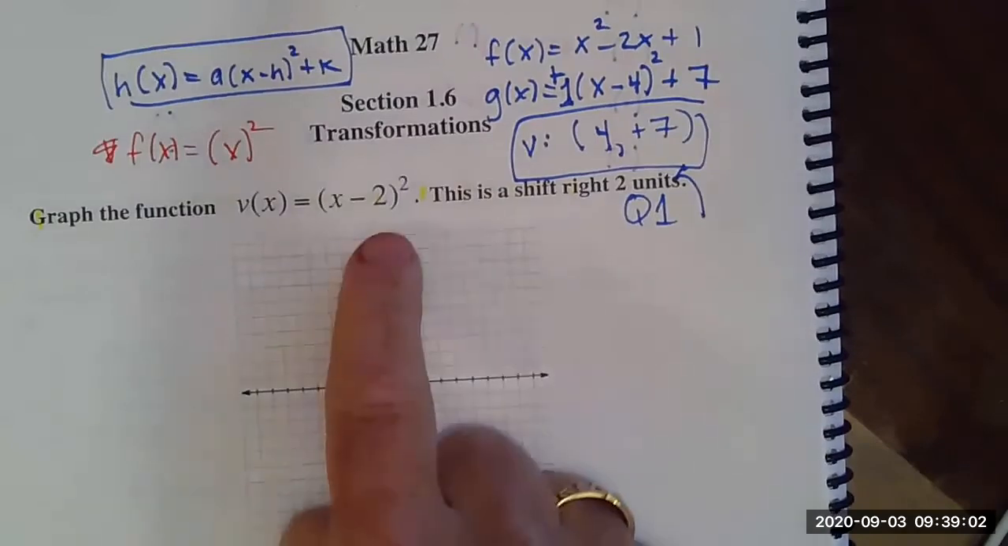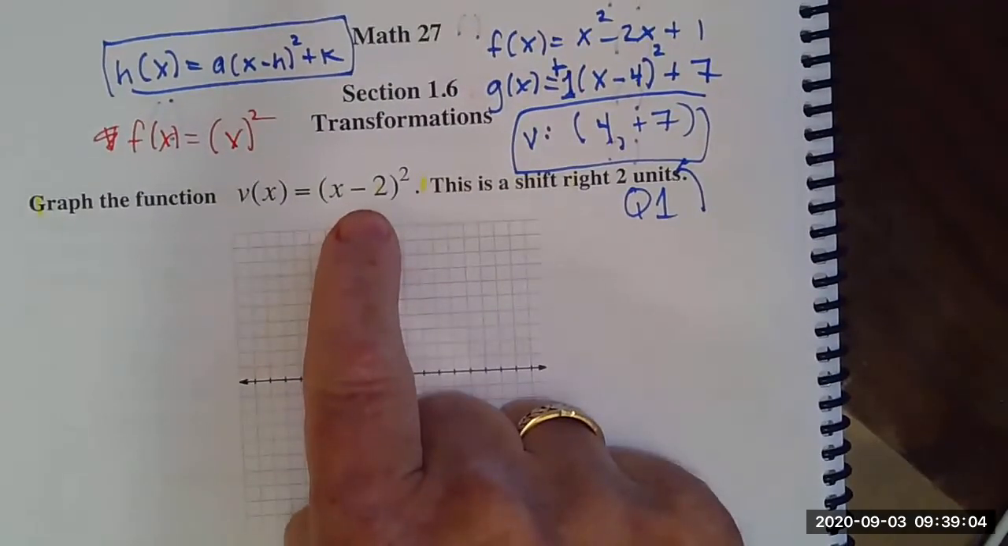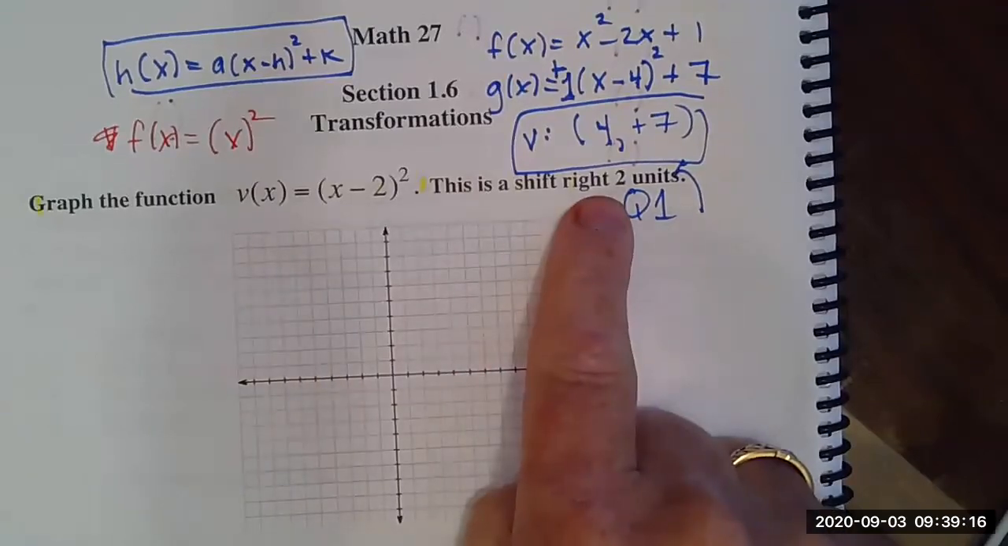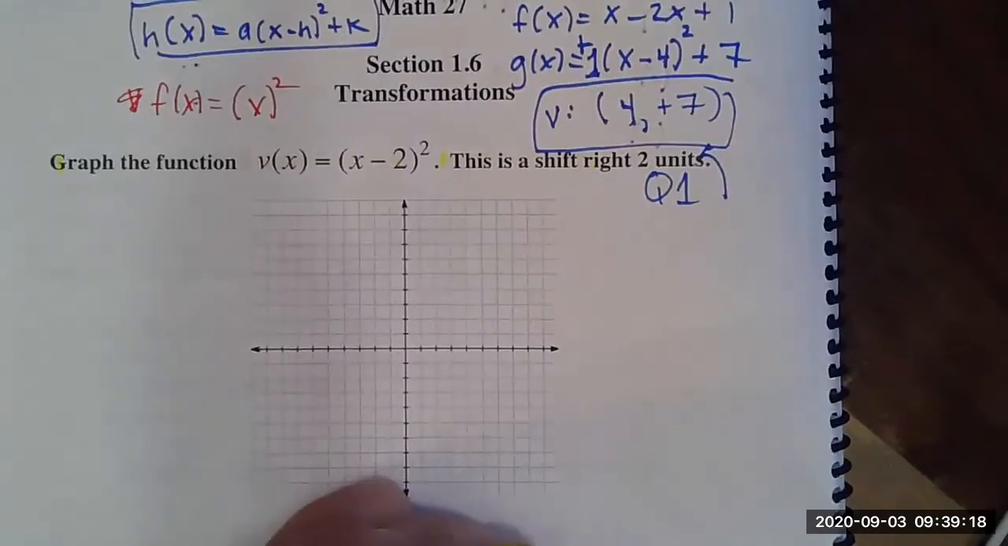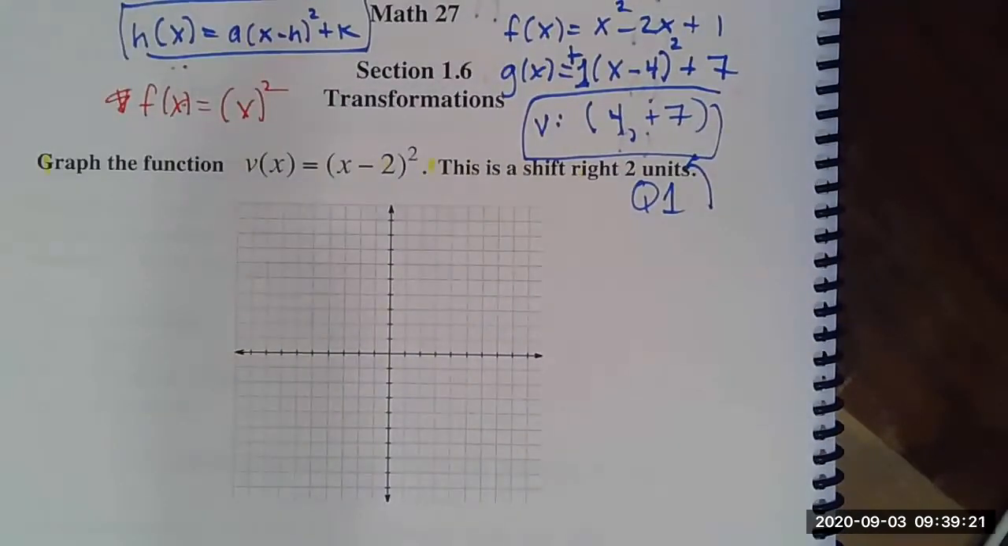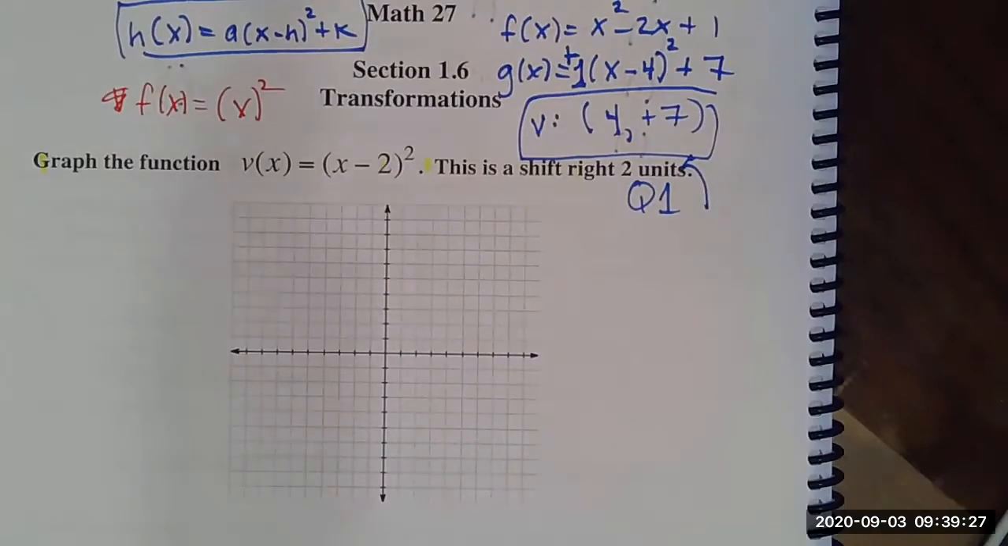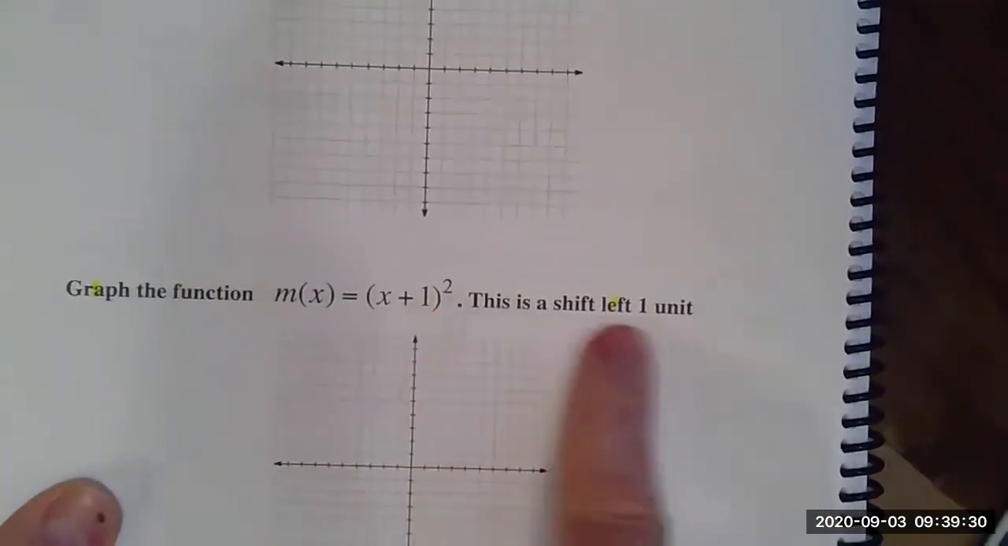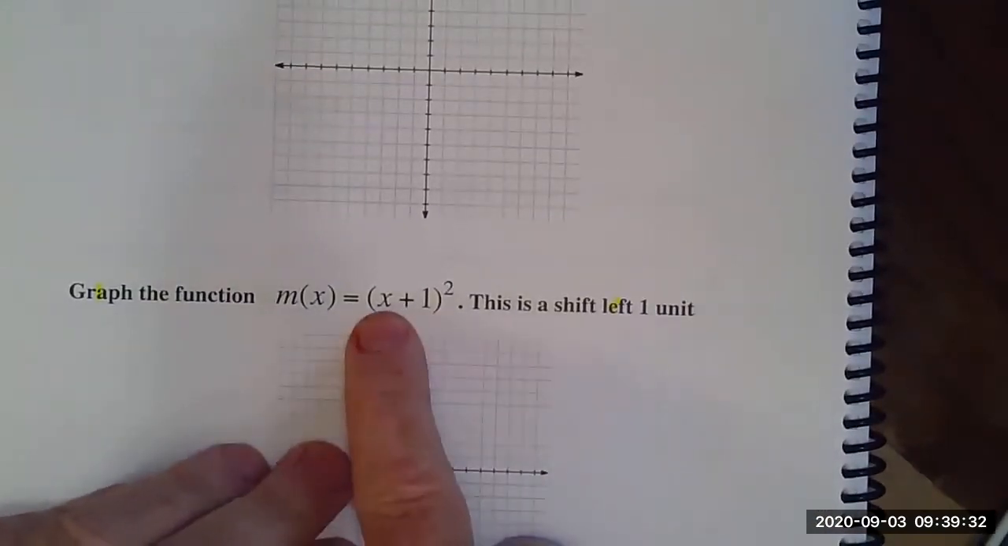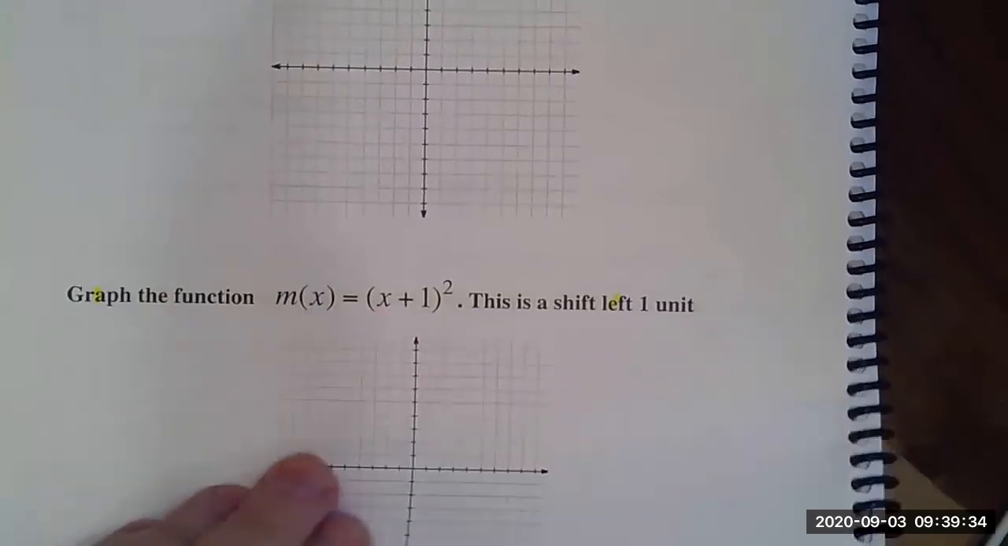So it's the same thing here. If you're trying to describe this, it's always the opposite sign inside the parentheses. So this is going to be right 2, not left, right 2. Oh, there it is right here, right 2. And in like manner, that's a left 2. I said it wrong, not 2, left 1.